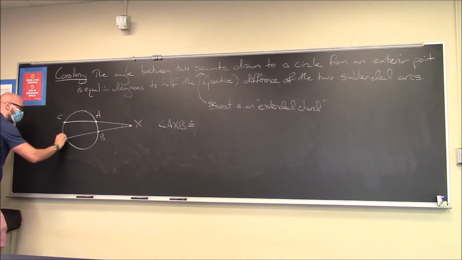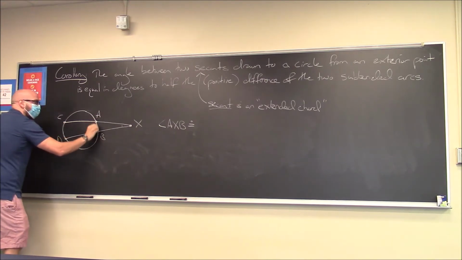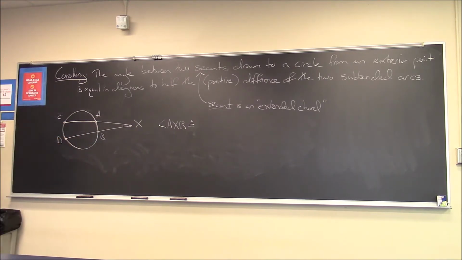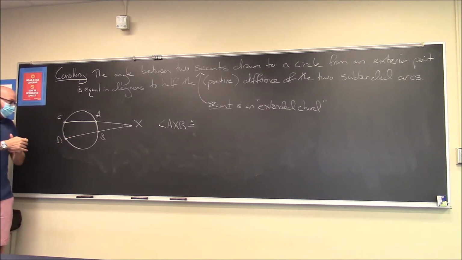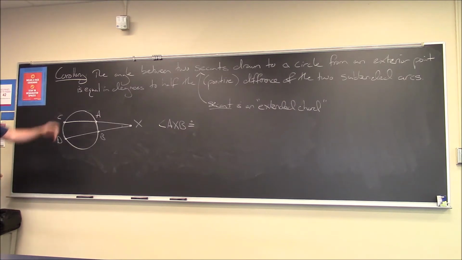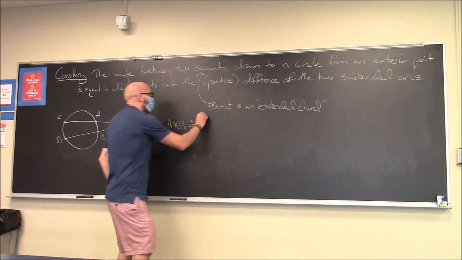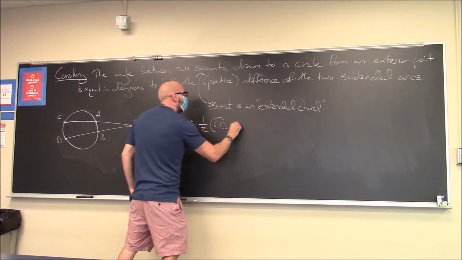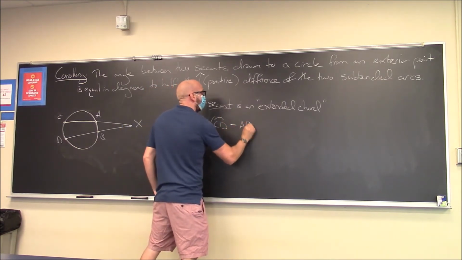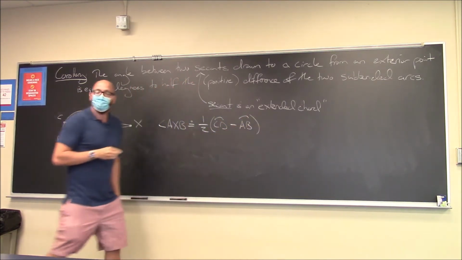So here I've got this subtended arc, CD, and this subtended arc, AB. If I'm going to take the difference, well, obviously one is longer than the other, right? One is bigger in degrees than the other, so it's always going to be half the positive difference. So I take the bigger arc minus the smaller arc. So it'll be 1/2 of CD minus AB.